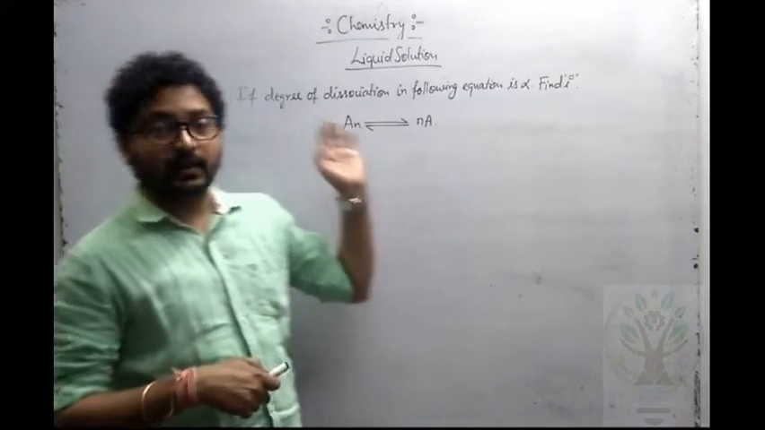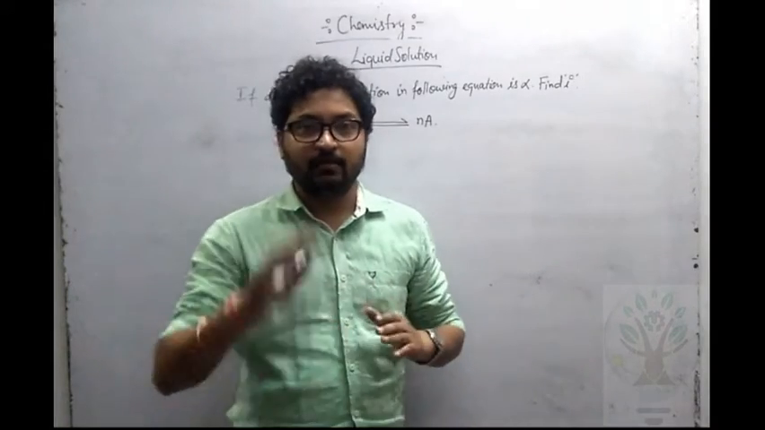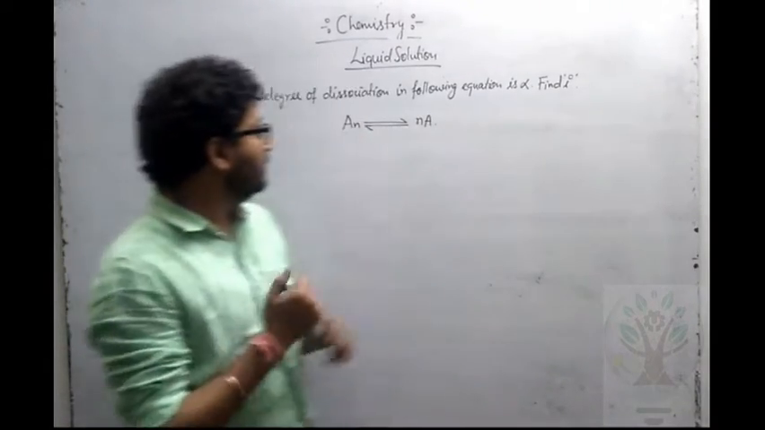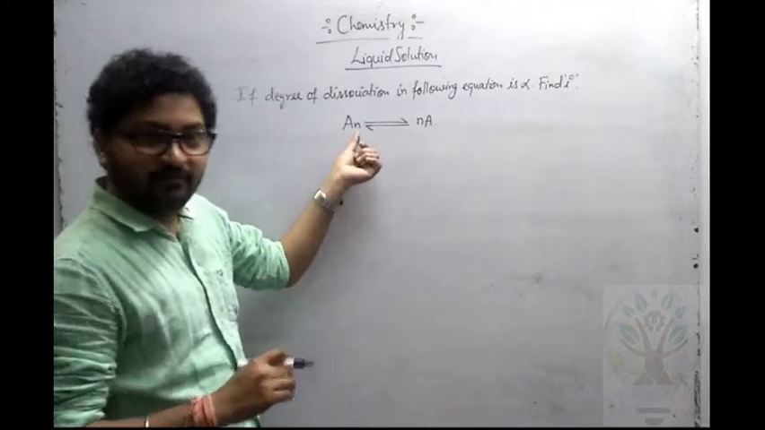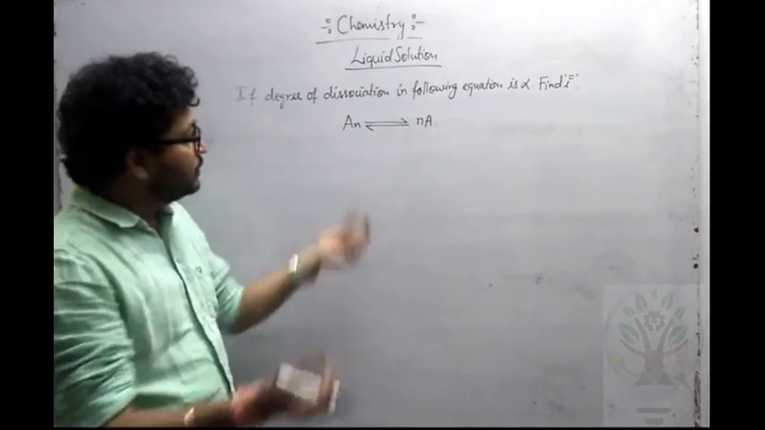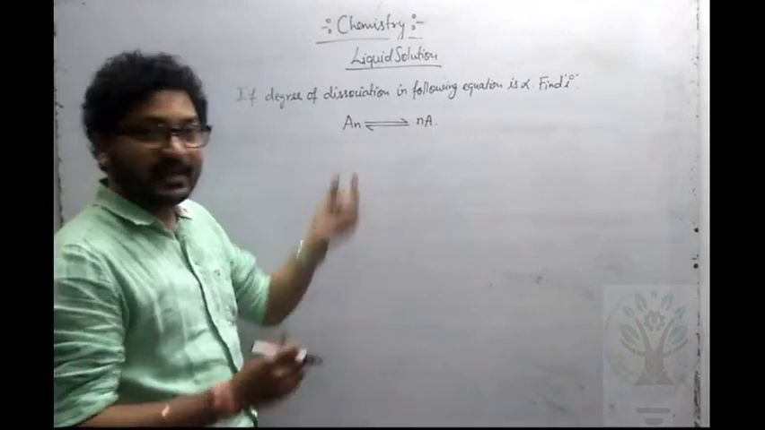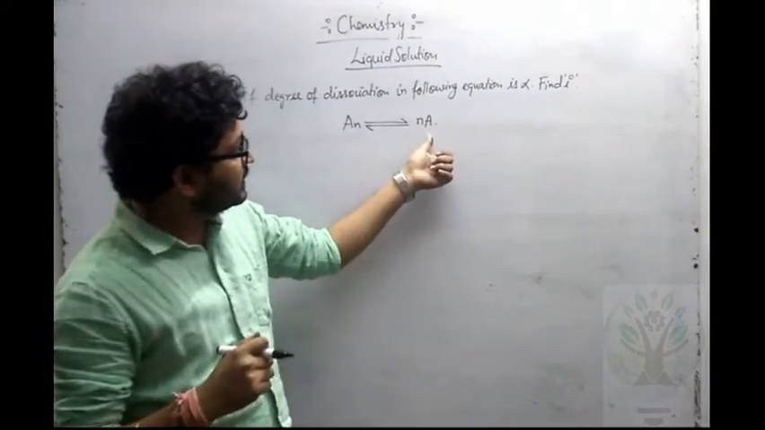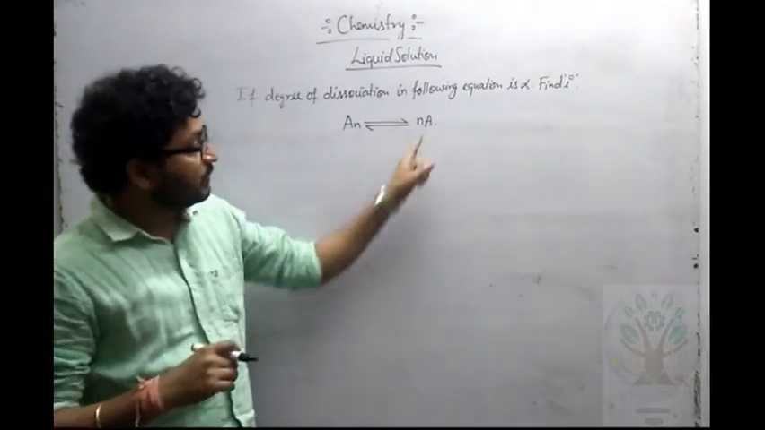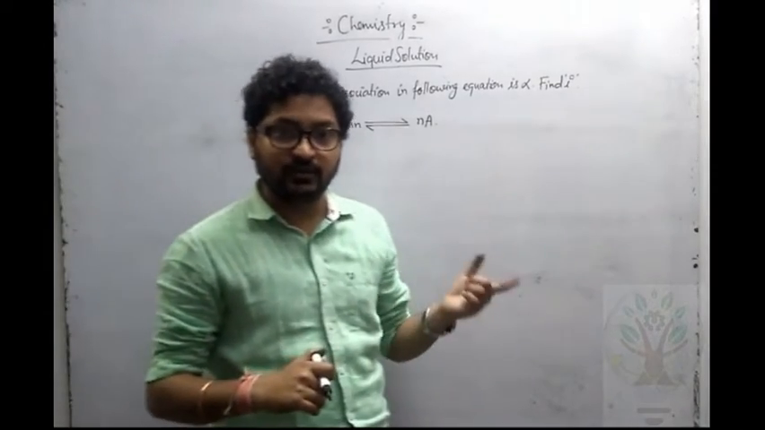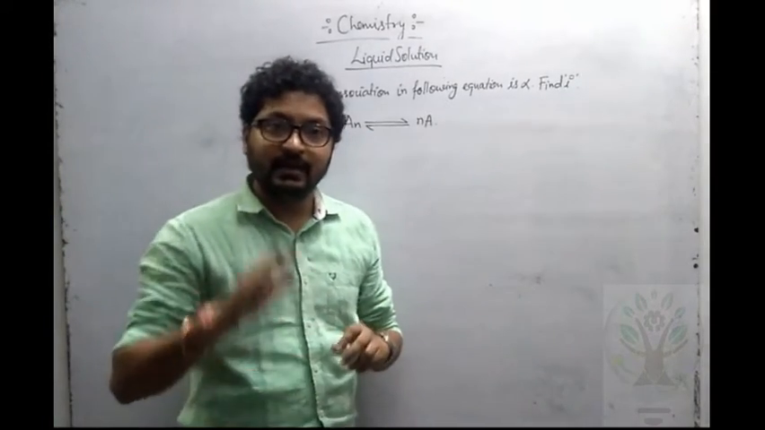Now, the next question is: if the degree of dissociation in the following equation given to you is alpha, find I. Okay, pause the screen and try it on your own. Okay, let's see. Firstly, can you tell me what is the meaning of AN? AN means you have n atoms of A together. So will it be called associated form or dissociated form? It will be called associated form, because here everyone is together. What is this? Here I have written n atoms of A, means A plus A plus A, n times. So is it dissociated form or associated form? This is associated form. So AN is getting dissociated.